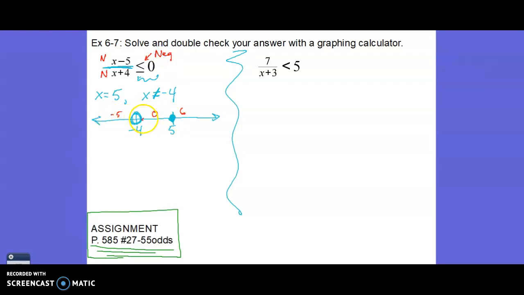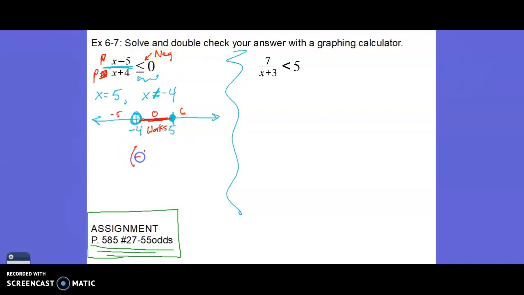If we plug in 0, though, well, 0 minus 5 is still negative. 0 plus 4 now is positive. Is it true that a negative divided by a positive is negative? Yes. So it works here. And then plug in 6. 6 minus 5 is positive 1. 6 plus 4 is positive 10. A positive divided by a positive is not negative, so we don't want that answer.